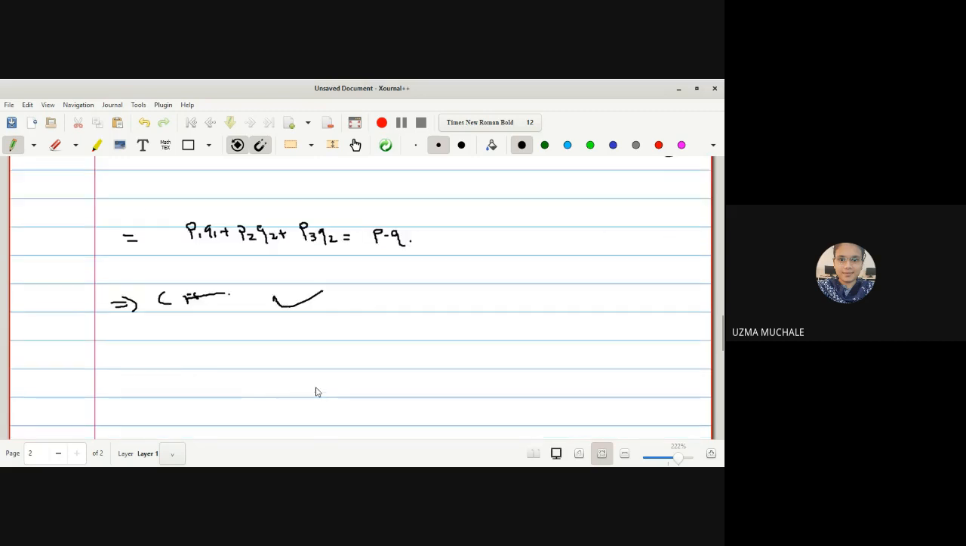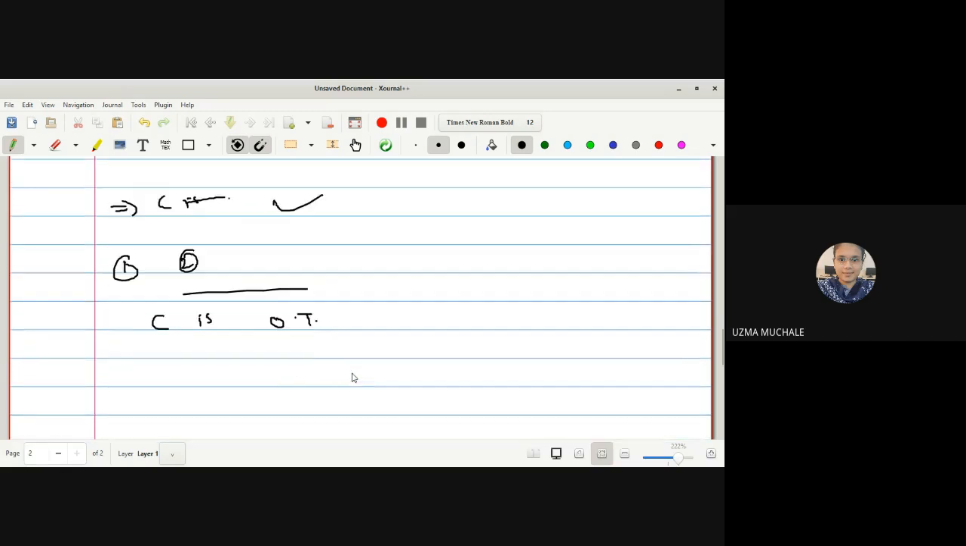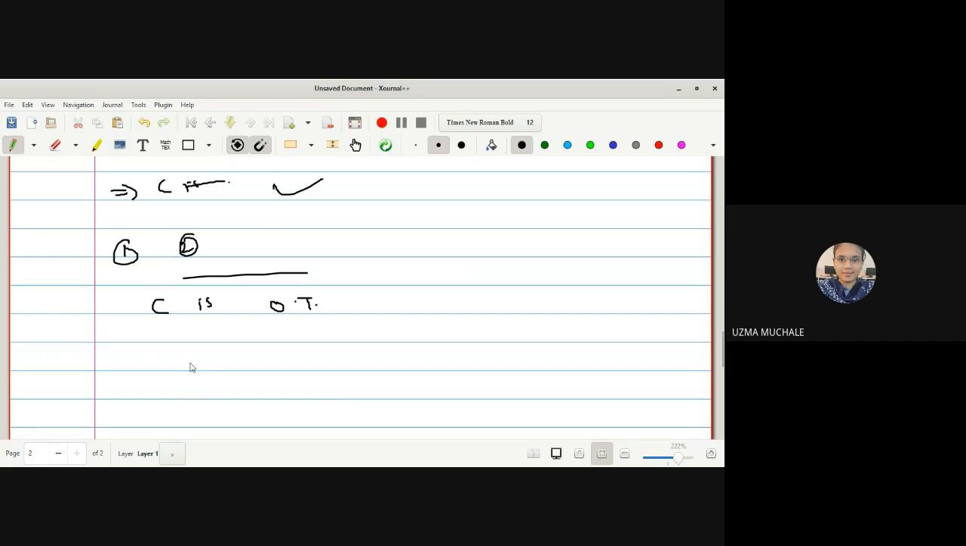So from equation 1 and 2, we can say that C is an orthogonal transformation. So from where have we started? We started with C is a rotation, and then we have proved it is an orthogonal transformation. Okay.